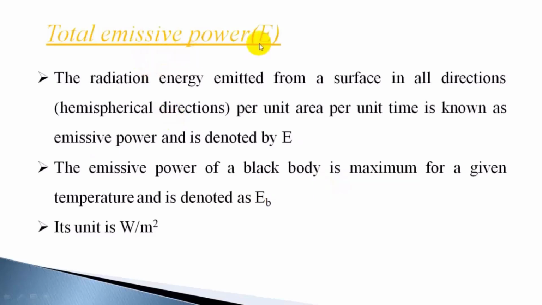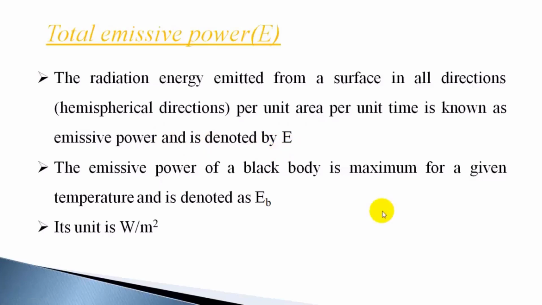Now we will see what is the total emissive power. The total radiation energy emitted from a surface in all hemispherical directions per unit area, per unit time is known as emissive power and is denoted by E. So in the hemispherical directions, it can be perpendicular, or it can be inclined 30 degrees from the normal or 60 degrees from the normal. So in all hemispherical directions, in whichever directions possible, the energy emitted per unit time, per unit area is known as emissive power of a body, and it's denoted by E.